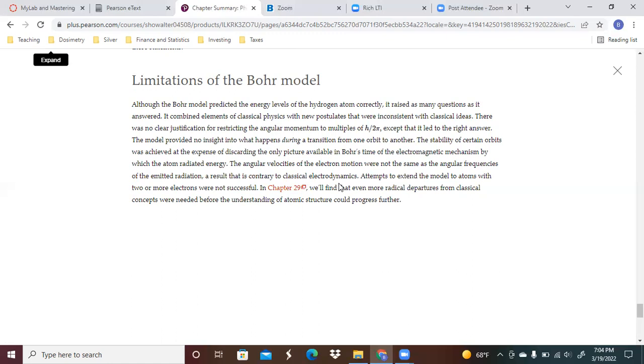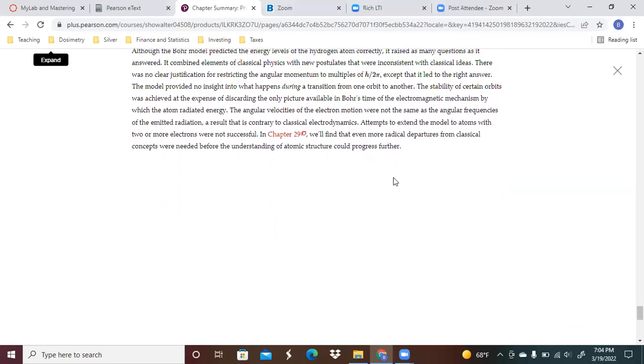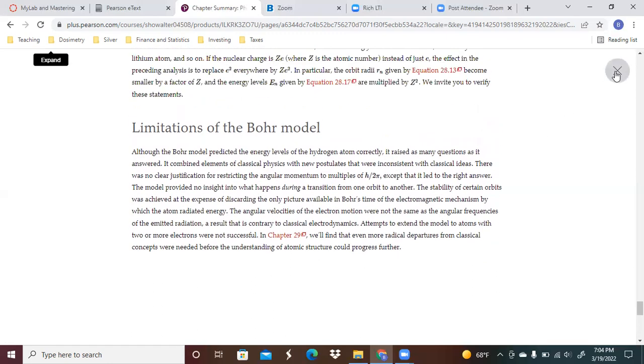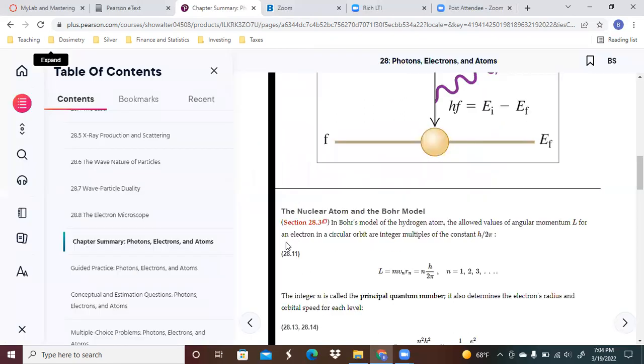The angular velocities of the electron motion were not the same as the angular frequency of the emitted radiation, a result that is contrary to classical electrodynamics, and the attempts to extend the model to atoms with 2 or more electrons were not successful. So we'll have to wait till chapter 29 to figure out exactly what we're going to do about that.